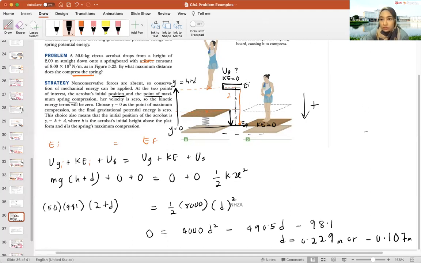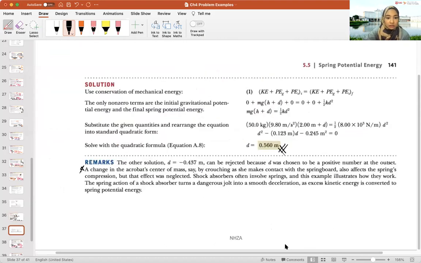So semua orang dah confused ke tak ke? Still positive because square. Still positive because square. So Syaki is saying ambil yang negative code. Okay, so the answer is ambil yang positif. Let's see.